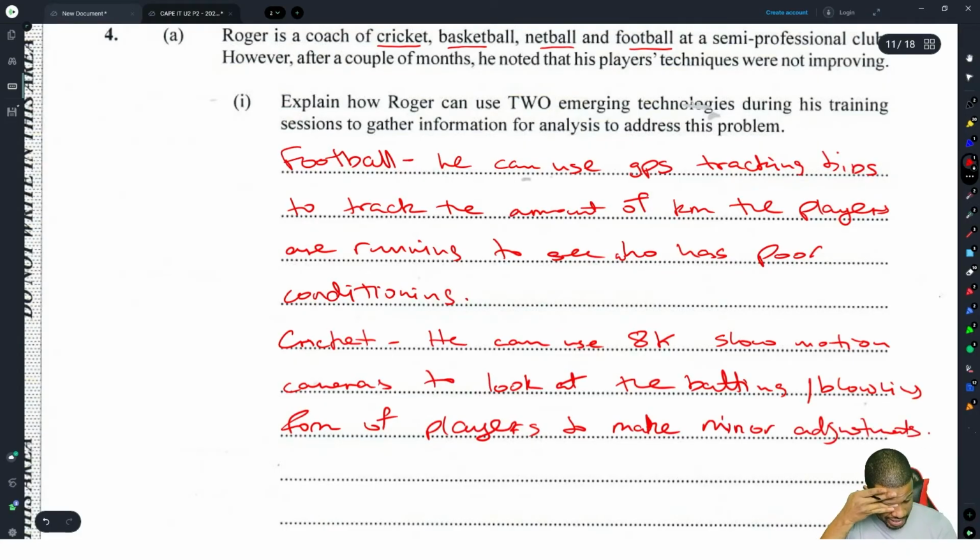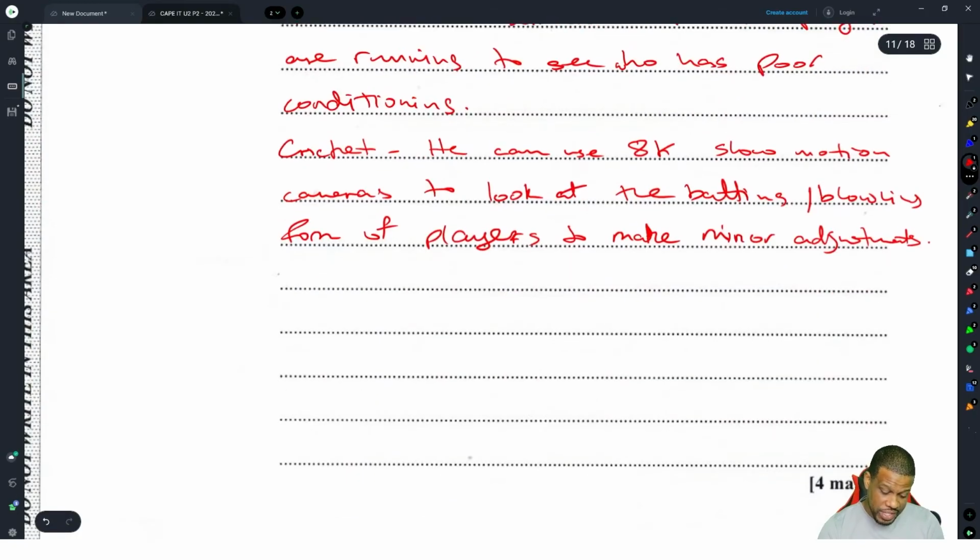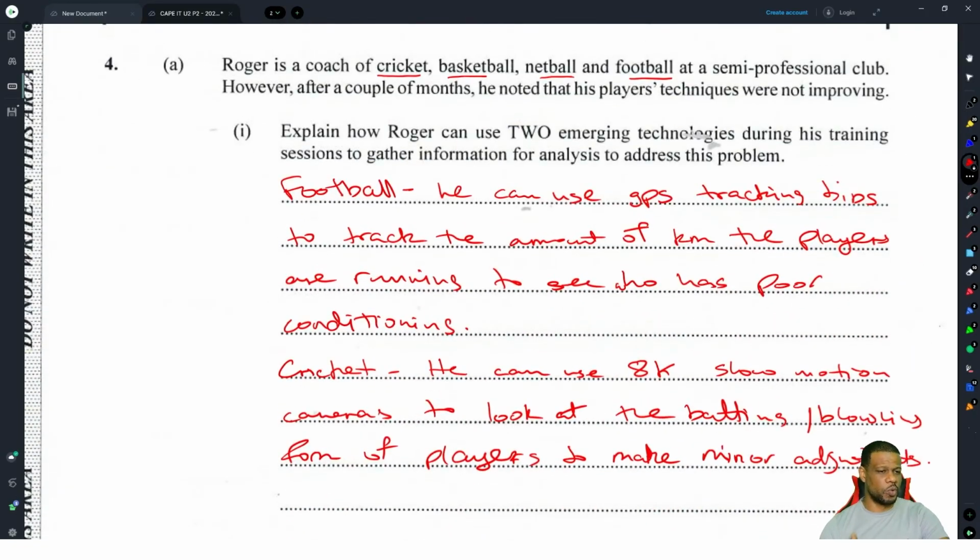So what I say is, you're basically choosing any one of these sports and putting whatever you know. It really doesn't have much that I could tell you that you're wrong for. Really. So emerging technology usually talks a lot about sensors and cameras and stuff.